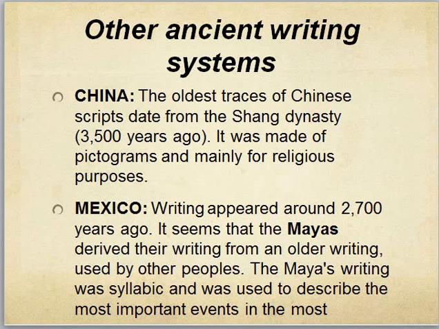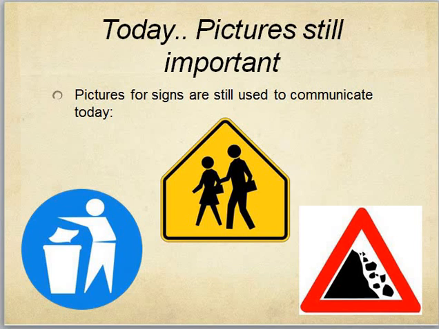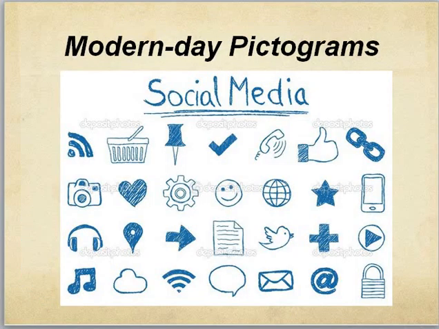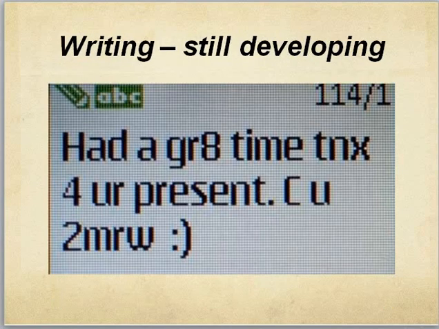Other ancient writing systems relate to China and Mexico. In China, it started from the Shang Dynasty, and in Mexico, it goes back more than 2,700 years and relates to the Mayas. Today pictures are still important, and these show different purposes that we can see over here. Pictures for signs are still used. Modern-day pictograms you can see over here are used in social media.